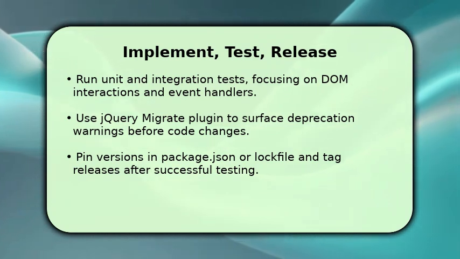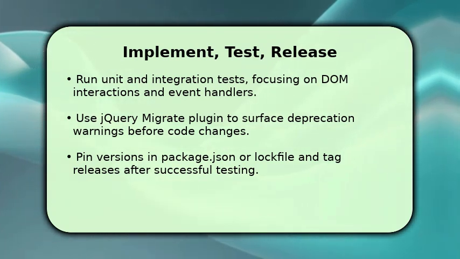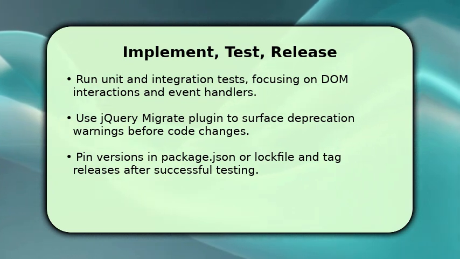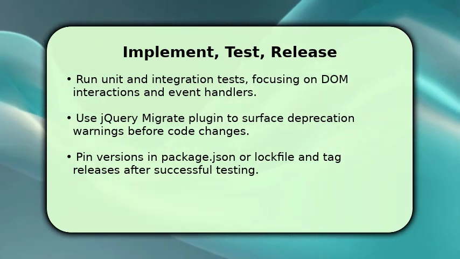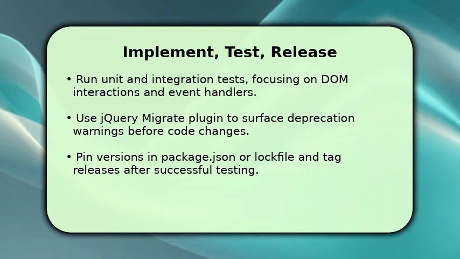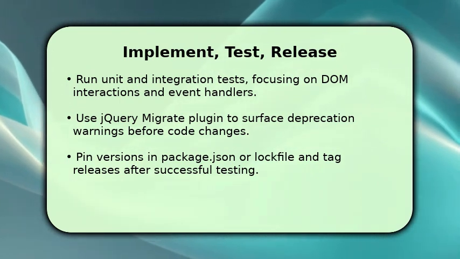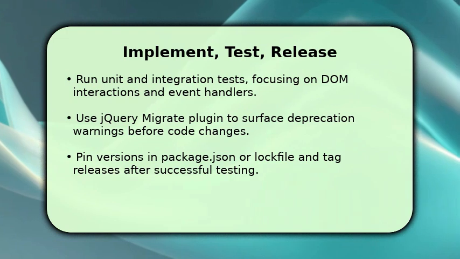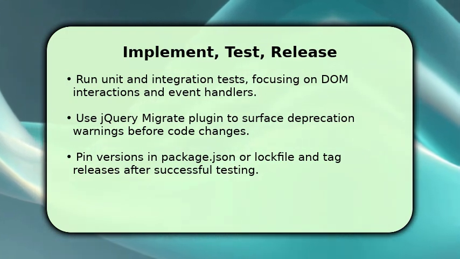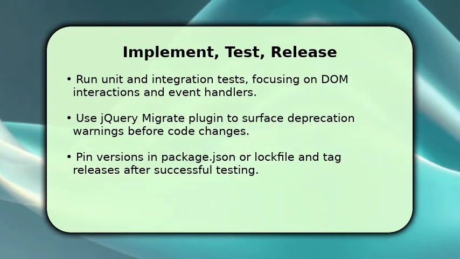Install jQuery Migrate and enable its warnings to surface deprecated API usage during testing. Run your unit and integration tests, focusing on selectors, event handlers, and AJAX flows that commonly break. Fix identified issues and remove jQuery Migrate once the codebase is clean.